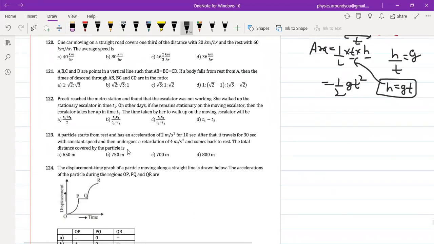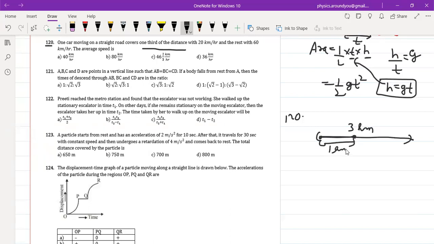Good. So we'll move on to question number 120. One car moving on a straight road covers one third of the distance. So one third of the distance is asked. So let the total distance be 3 kilometers. Then one third of it will be just 1 kilometer. Others would be 2 kilometers.